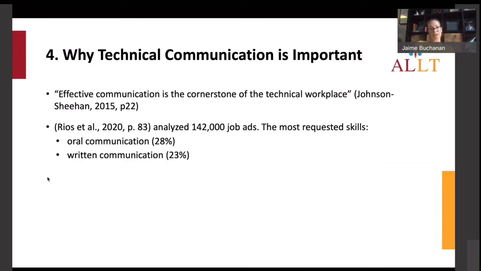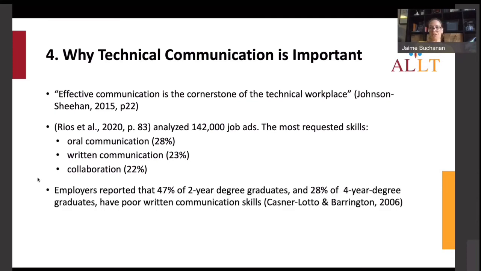Nearly a quarter of the job ads required effective written communication skills. Collaboration skills were mentioned nearly as often, indicating that these are really high-value employability skills. And so this is something of extreme importance that we're preparing our students for.